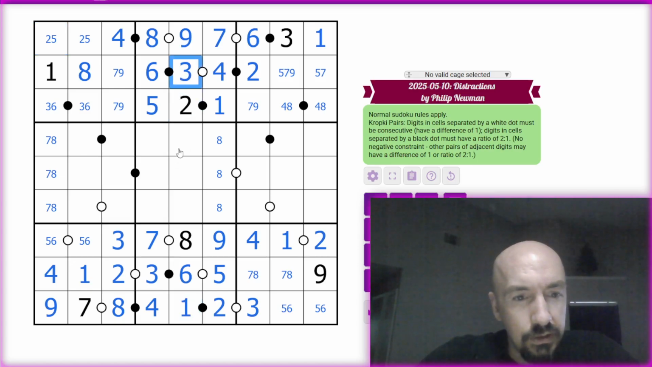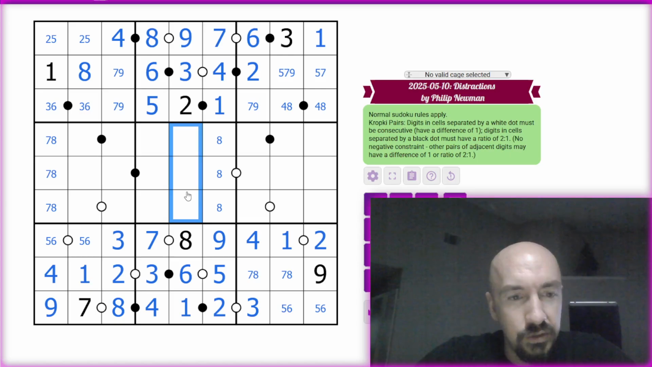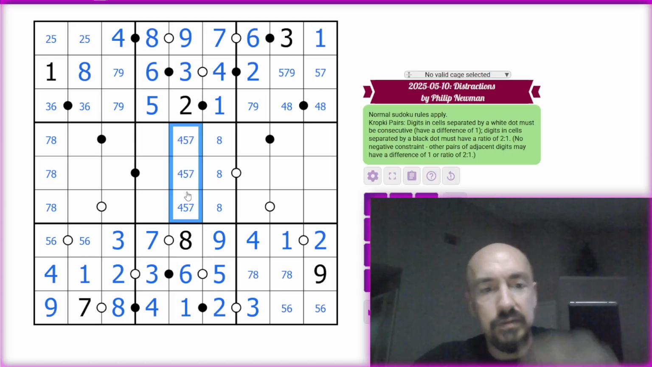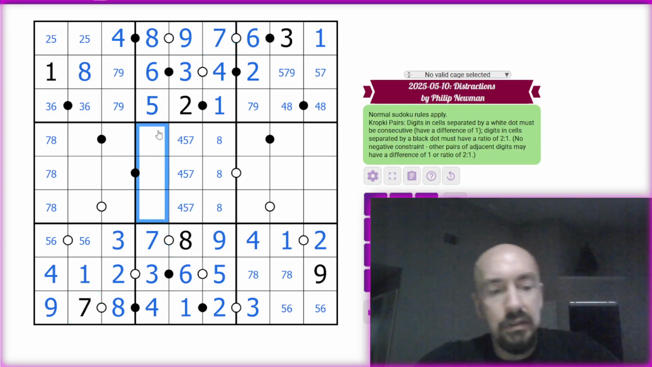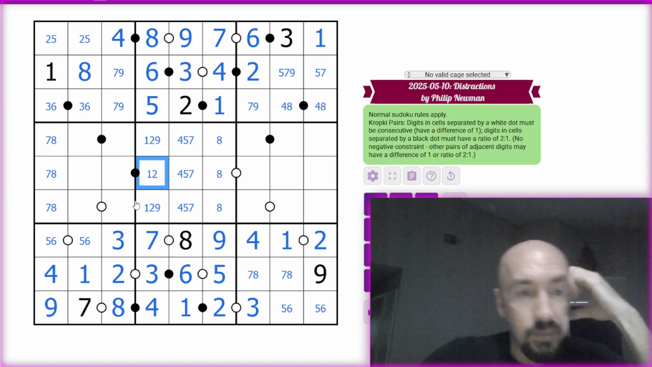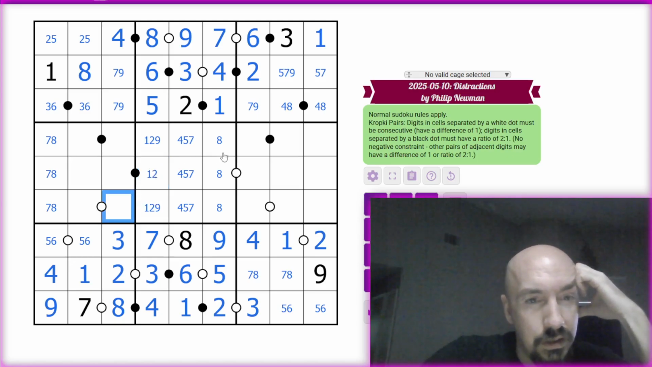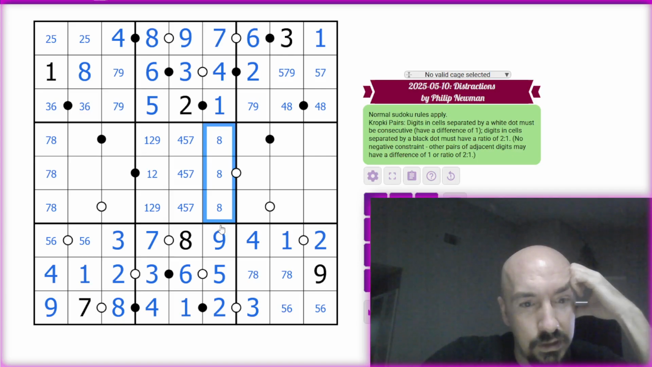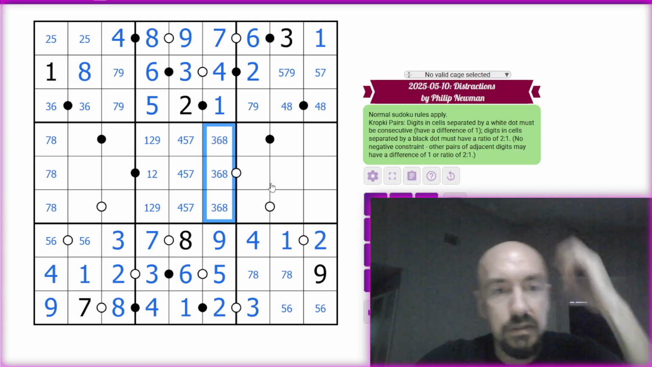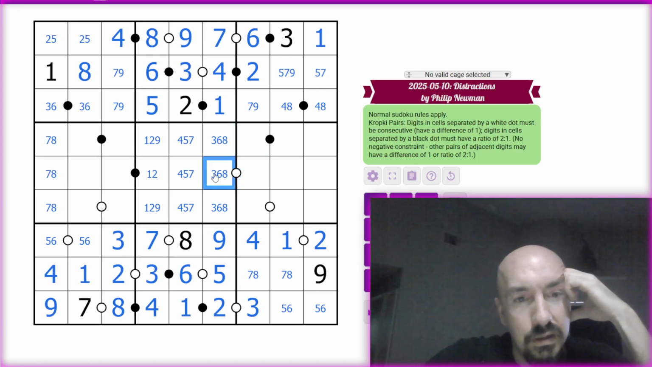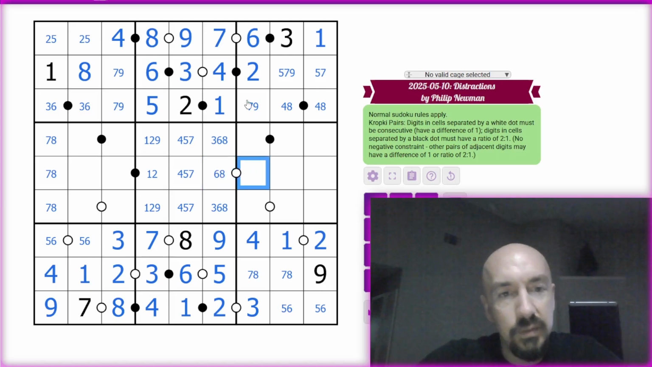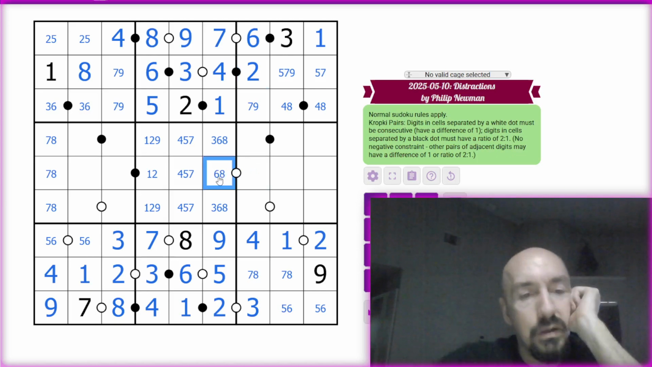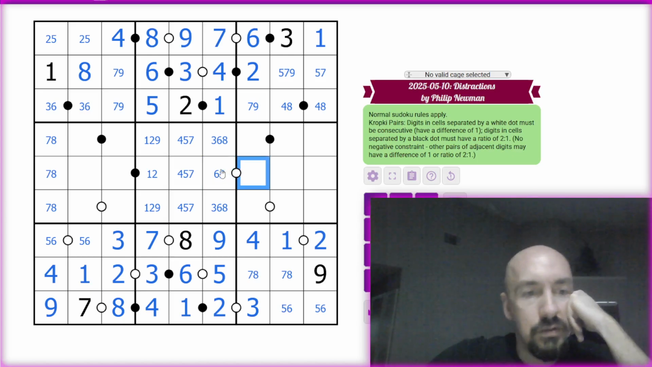1, 2, 3. This is a 4, 5, 7 triple. This is a 1, 2, 9. 9 cannot be on a black crop key. And then this is 3, 6, 8. And 3 cannot be on here because this would have to be a 2 or 4, and it sees both. Okay, 6, 8. So far, that does not seem to be a problem.